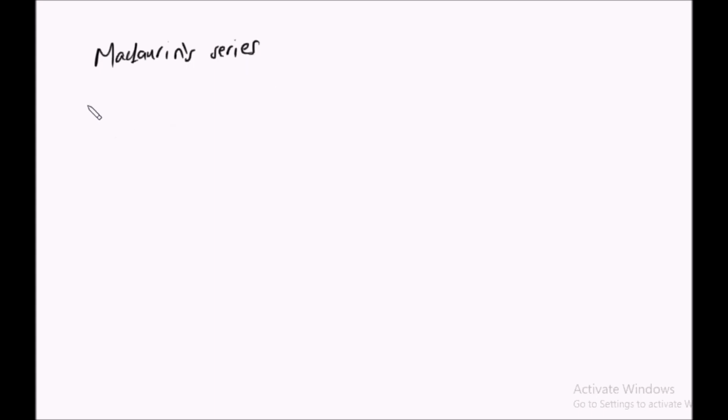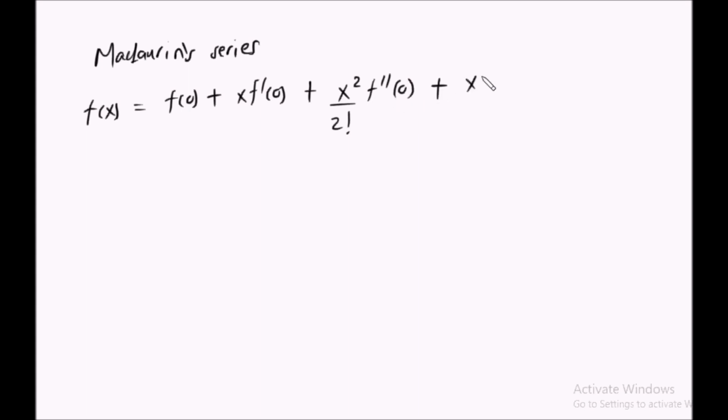So we said kwa Maclaurin series, a function of x is given by f of 0 plus x times the first derivative of f at 0, and then we had x squared over 2 factorial times the second derivative of f, and then x power 3 over 3 factorial times the third derivative, and then x power 4 over 4 factorial times the fourth derivative, and so on.